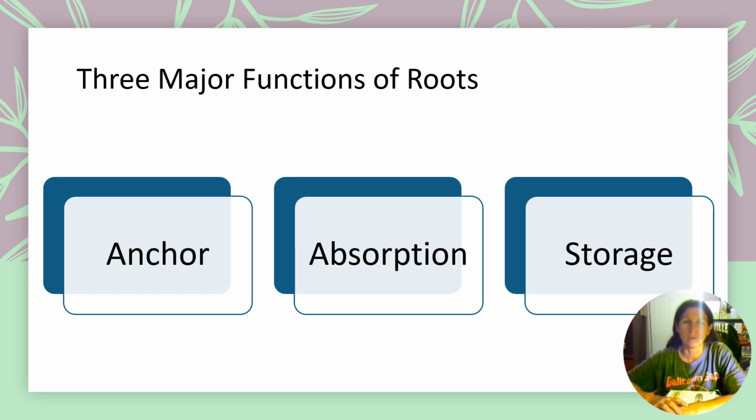Absorption: the roots absorb water and nutrients from the soil for the plant to use in photosynthesis and just staying alive. And then for storage, roots are also used as storage, where they store excess food after photosynthesis has taken place.